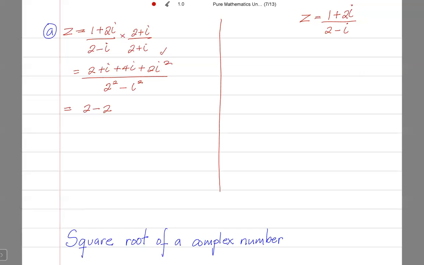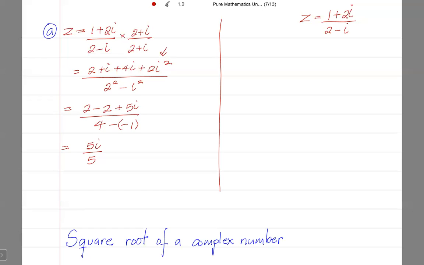All right, and that minus 2 is coming from here. That's 2 times i squared. i squared is minus 1. 2 times minus 1 is minus 2. And i plus 4i is 5i. Down by the bottom, this is 4 minus minus 1. So what I'm left with is 5i, and at the bottom, 5.